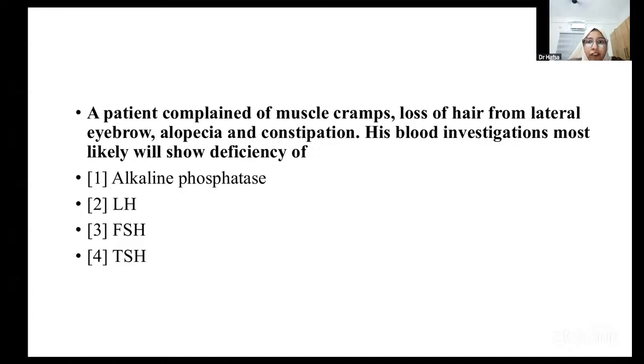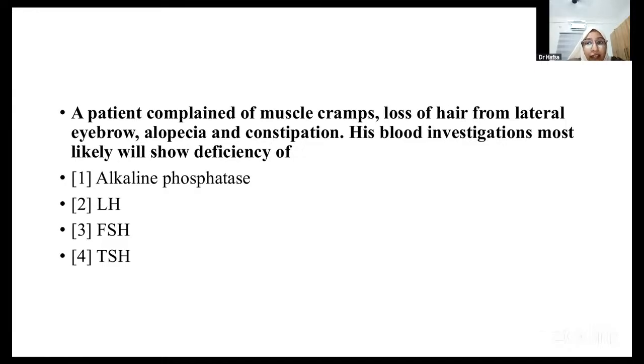A patient complained of muscle cramps, loss of hair from the lateral eyebrows, alopecia and constipation. His blood investigation most likely showed deficiency of what? If you know the thyroid part very clearly, it's a very simple question. The deficiency of TSH will be seen.